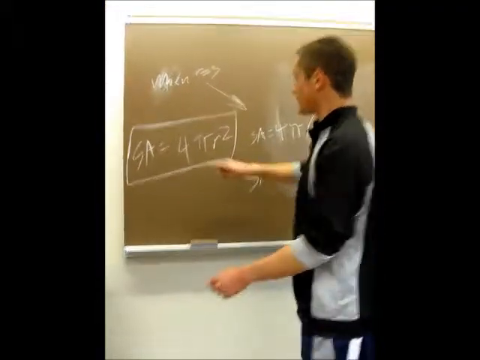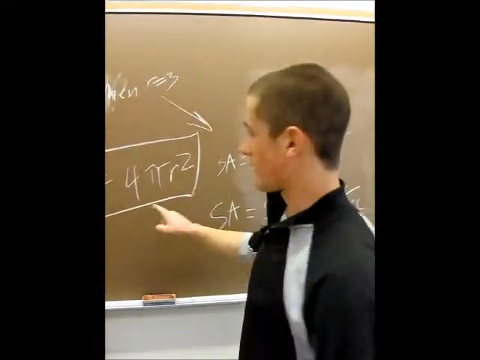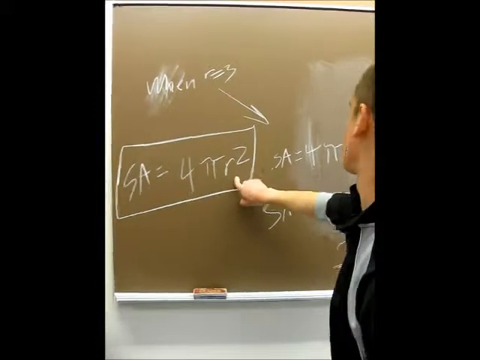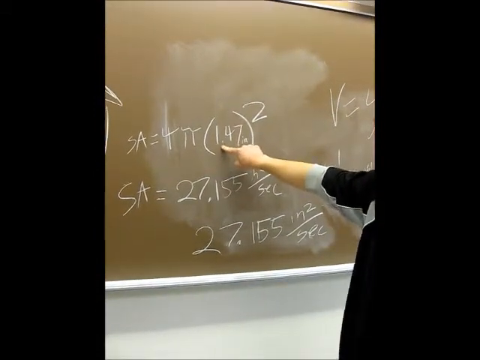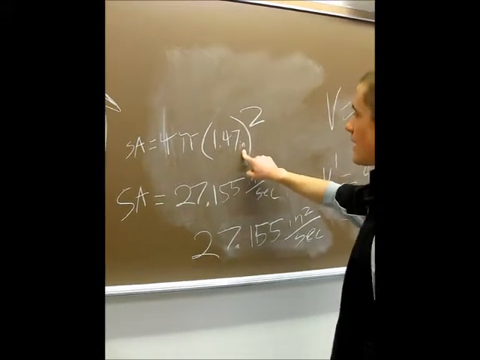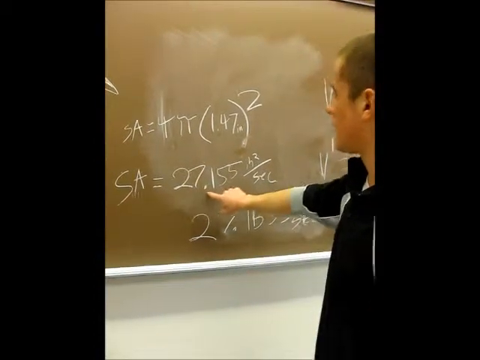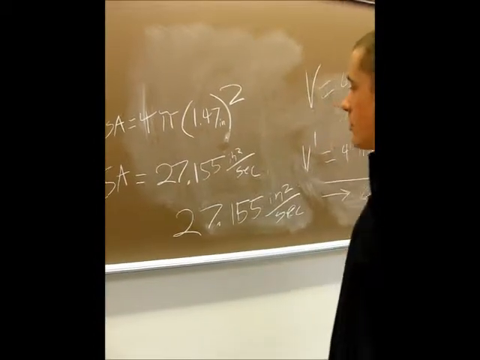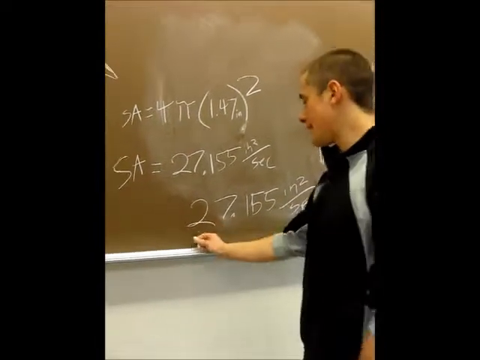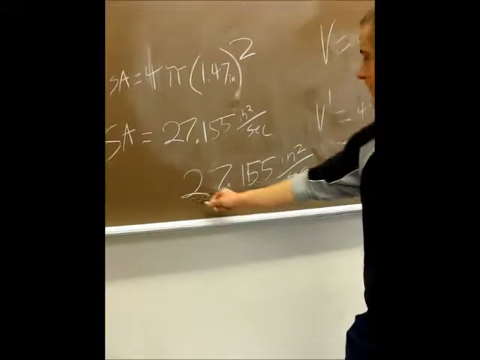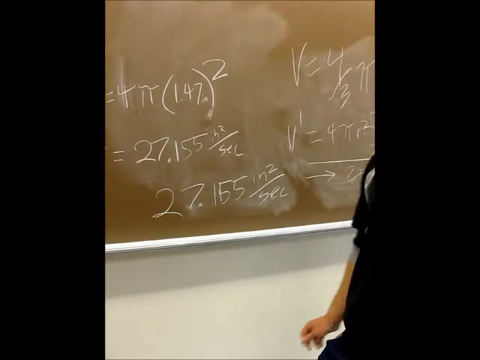Since we wanted to figure out the rate the surface area is changing, we had to plug it into the surface area equation, which is 4 pi r squared. So 4 pi, and the radius was changing at a rate of approximately 1.47 inches a second. So we solve that, and we get it to be approximately 27.155 inches squared a second. So when the radius is 3, the surface area is changing at a rate of 27.155 inches squared a second.